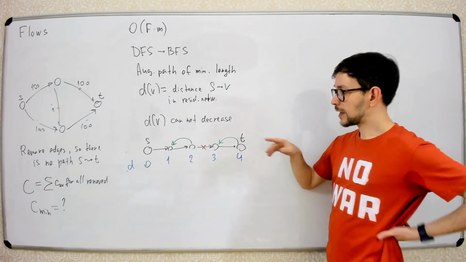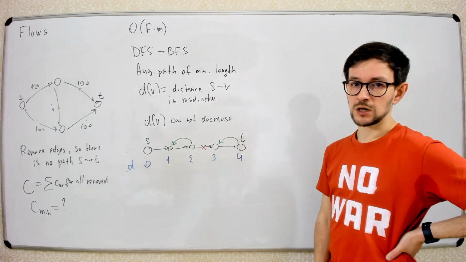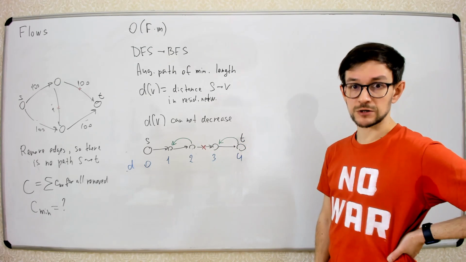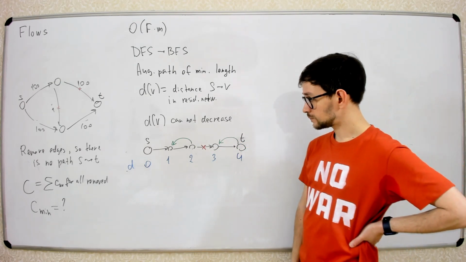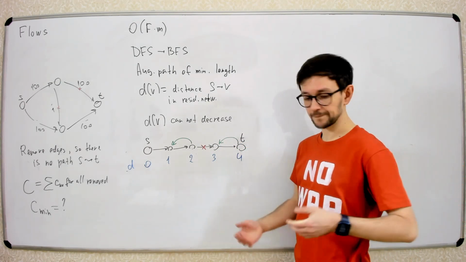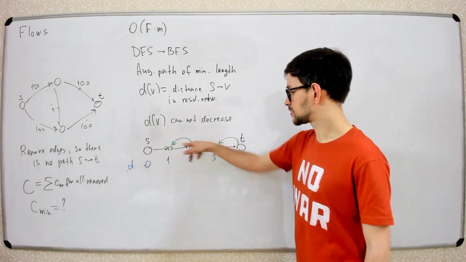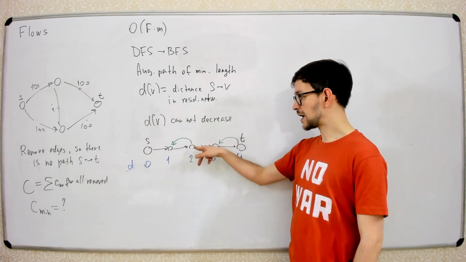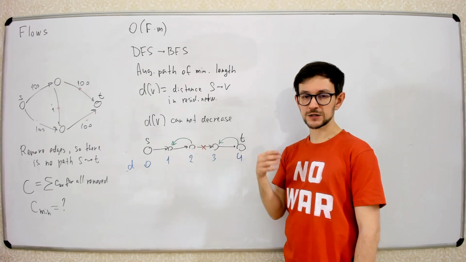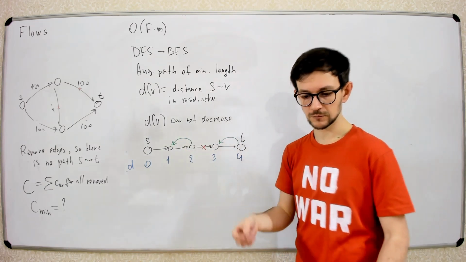Now, I claim if we made these changes, distances may not decrease. Why? Well, first, let's add these new edges. So when we add an edge like this, the distance to any node cannot decrease. Why is it so?